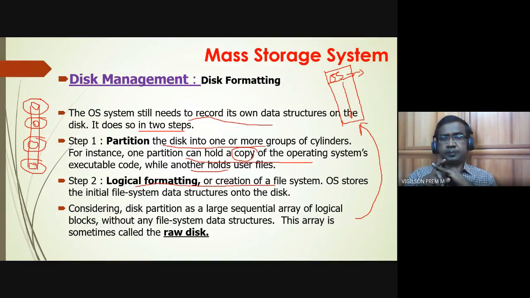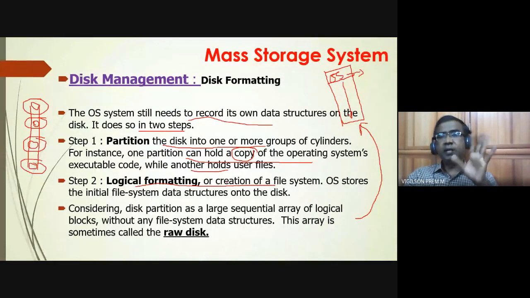So disk partition: first is track, second one is sector, third one is physical formatting, that is assigning data structures, fourth one is logical formatting, that is assigning a file system. This is what we are referring to as disk formatting.